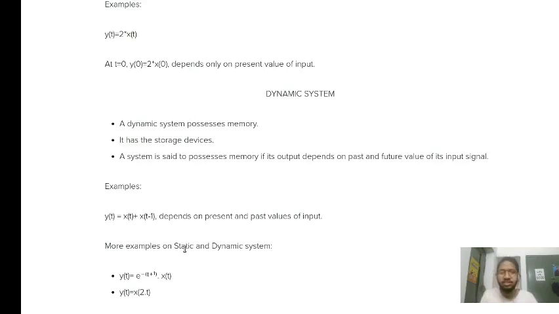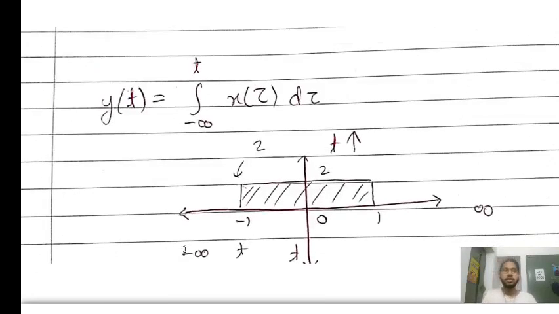You can see it's clearly a dynamic system. Okay. Now let's take a different example. y of t equals the integral from minus infinity to 2t of x of tau d tau. So in this graph we can see what the integral is. Integral is the area under the curve, right? So we take different points, minus 1, 0, 1, and we can see that the area of the curve depends on the past value of input.